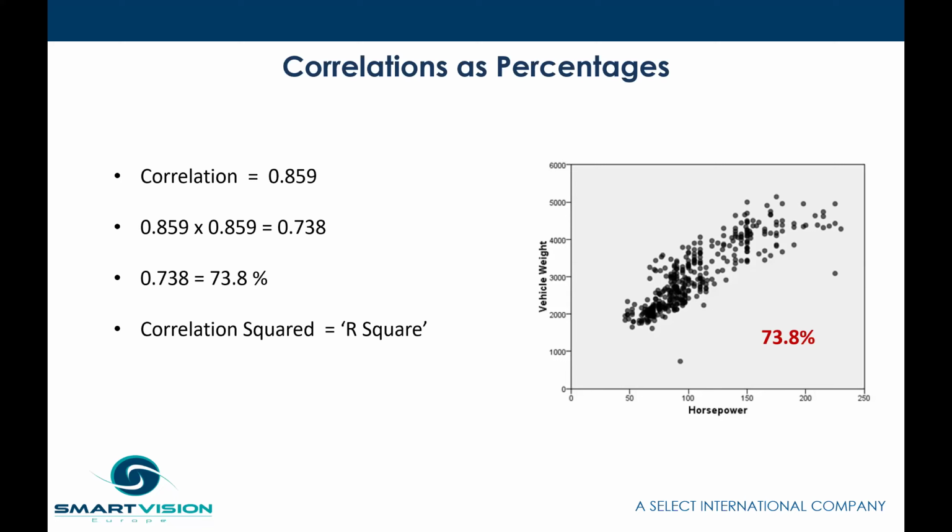And that shows us what percentage of the variation in one field can be explained by the other. So 73.8% of the variation in horsepower can be explained using vehicle weight, and vice versa. 73.8% of the variation in vehicle weight can be explained using horsepower. If you want to visualize this, imagine a Venn diagram of two circles representing the variation in horsepower and the variation in vehicle weight, respectively. If they overlap by 73%, that's showing you how much variation one variable allows you to explain of another.